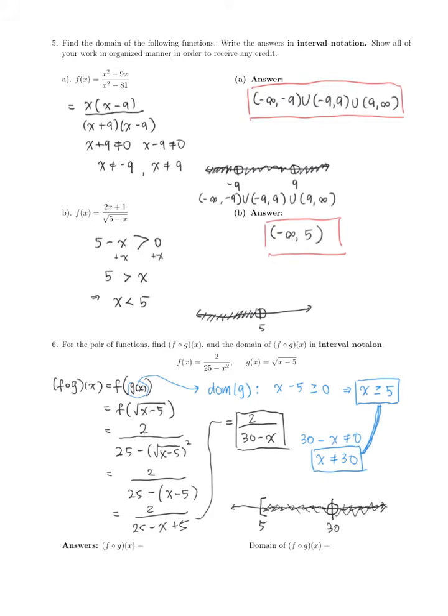Here is the 30, and you have an open circle, and then you shade everywhere else. So with that said, let's translate it. The domain of f of g of x is going to be from 5 to 30, but 30 is excluded, and then union with 30 all the way to positive infinity. So that's the answer. And f of g of x is going to be 2 over 30 minus x. I'm just going to box that so you can tell which is our answer.